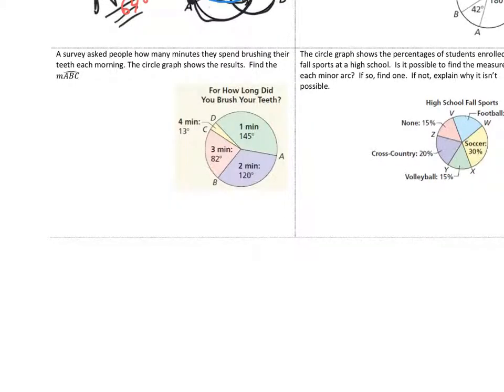All right, the next question says, a survey asks people how many minutes they spend brushing their teeth each morning. The circle graph shows the results. Find the measure of arc ABC. So we're going to go from A, which is here, to B, to C. So we need to add up this whole section right here that I'm highlighting in blue. So all we have to do is 120 degrees plus 82 degrees, and our answer is 202 degrees for that one.